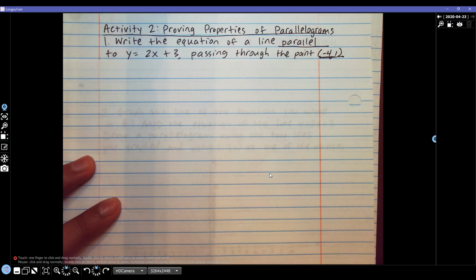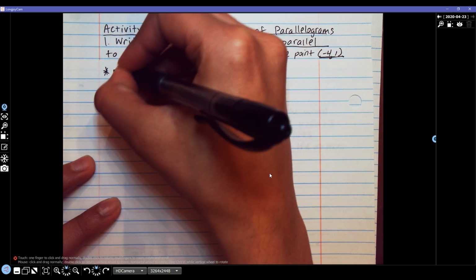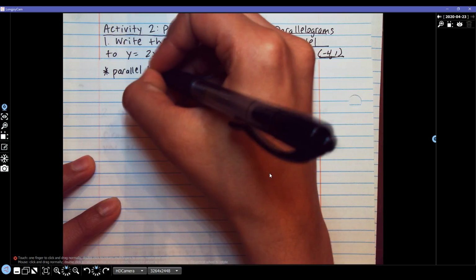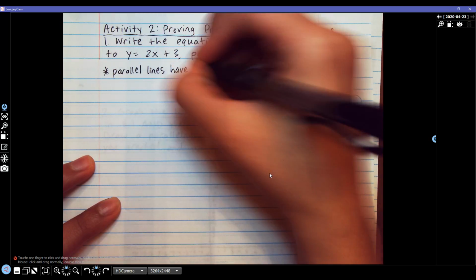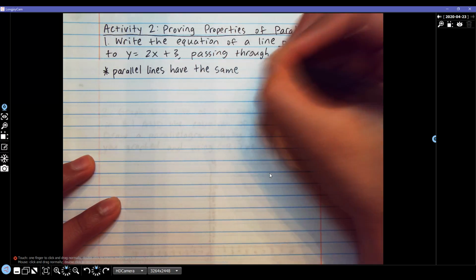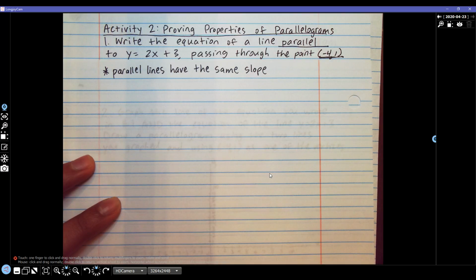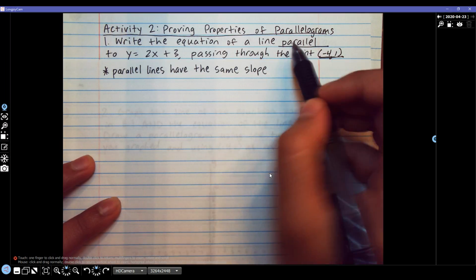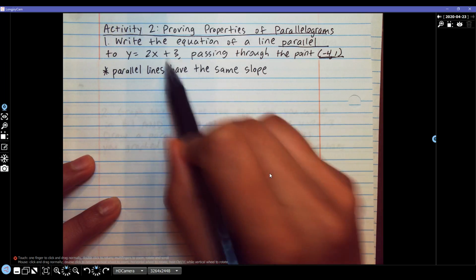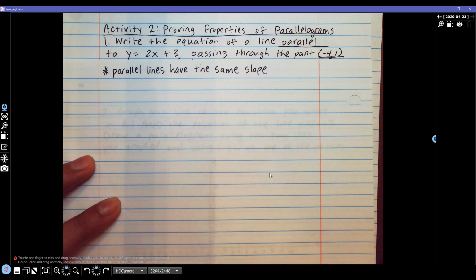So a key thing that we should be thinking about here is that parallel lines have the same slope, right? We just proved that in our previous activity. So keeping this in mind, we need to pretty much use the same slope from this equation in the new equation that we write.